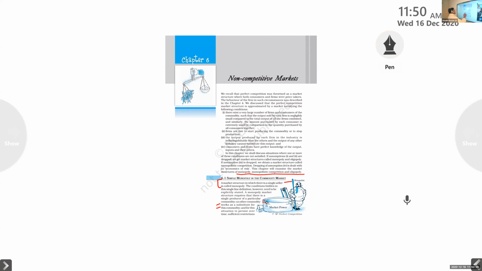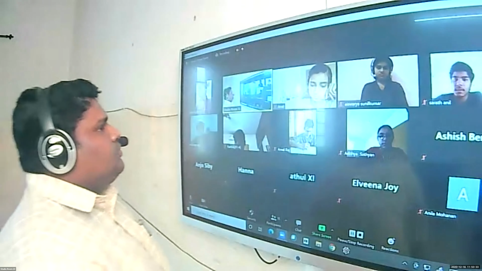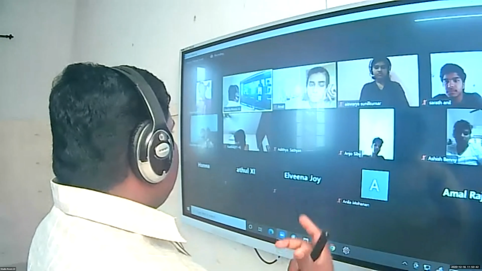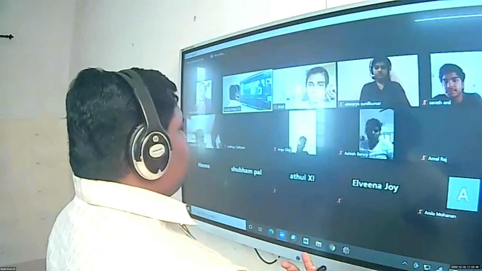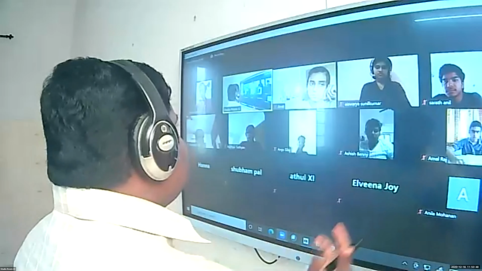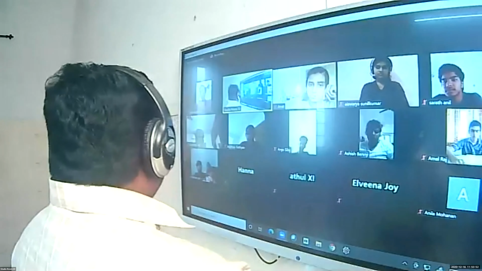Can we give some example of a product for which there is no substitute? Anyone? Petroleum products, petroleum, fine. But today, with technology, we are able to find some substitutes for petroleum also. So electric vehicles are there. So the monopoly in that field is slightly reducing in the modern world. Any other products?